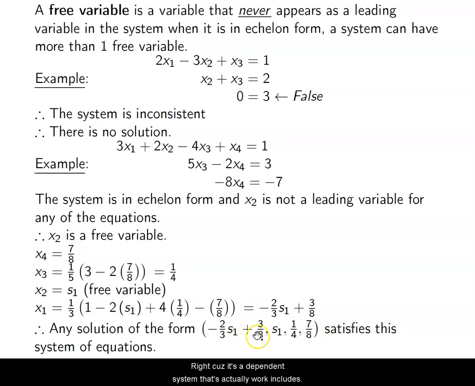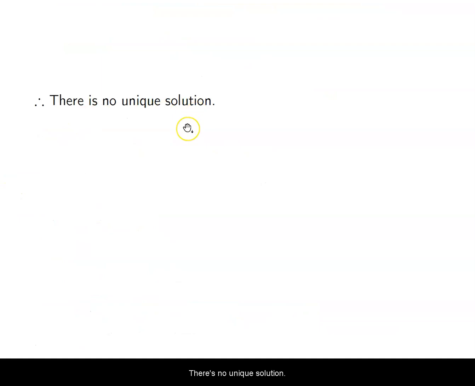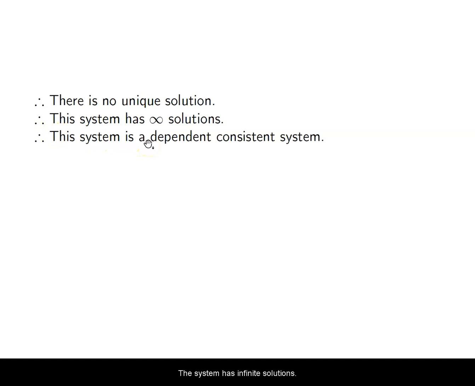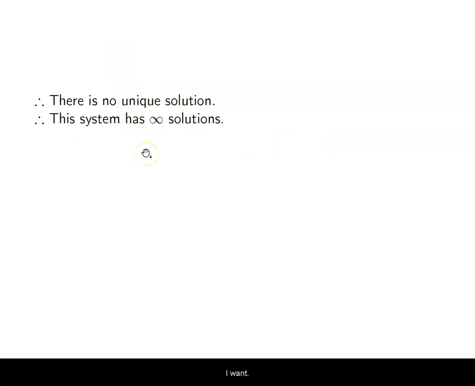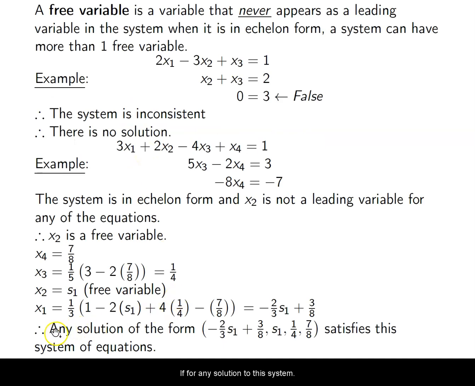All right. So therefore, there is no unique solution, right? Because it's a dependent system. That's actually what we're going to conclude with. But since there's a free variable, there's no unique solution. Therefore, this system has infinite solutions. Therefore, this system is a dependent consistent system. So you see what we're doing here? We're kind of coming to a conclusion by logically taking it step by step. Okay. So one more time. Therefore, any solution to this system has this form, which we'll fix in the write-up.